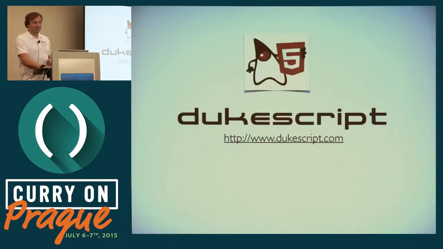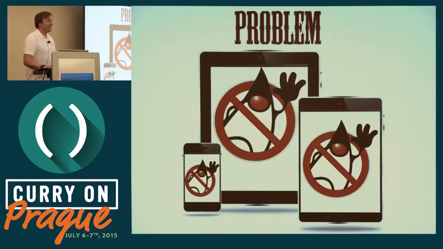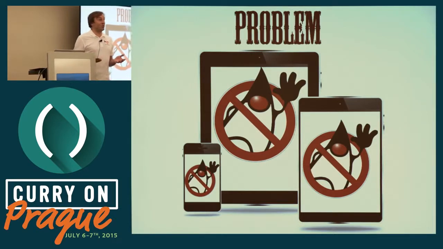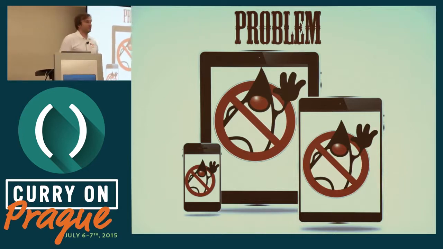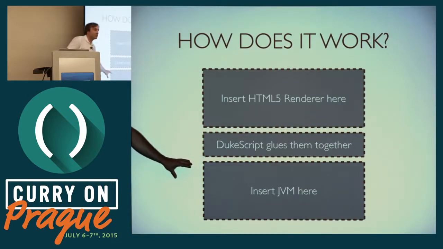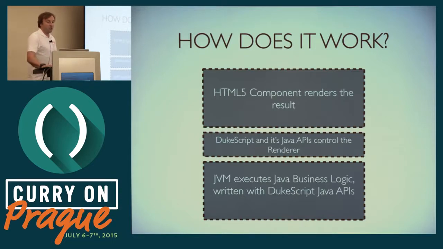So DukeScript is a solution to a problem that appeared to me and other fellow Java front-end developers, when we found out that Swing, or later JavaFX, didn't get us onto the interesting devices. What we do is basically bind the UI to view models that are written and defined in Java. So the JVM executes the business logic that is written with our DukeScript Java APIs. Developers just have to code Java. And DukeScript and its Java APIs control this render component which renders the result.